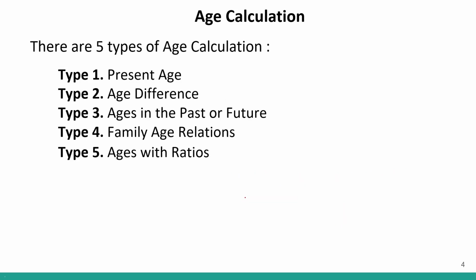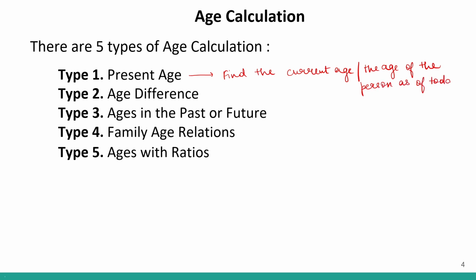So, in age calculation, basically you get 5 types of questions. The first question is present age. As I told you, present age means you have to find the current age. That means the age of the person as of today. This is what you mean by present age.